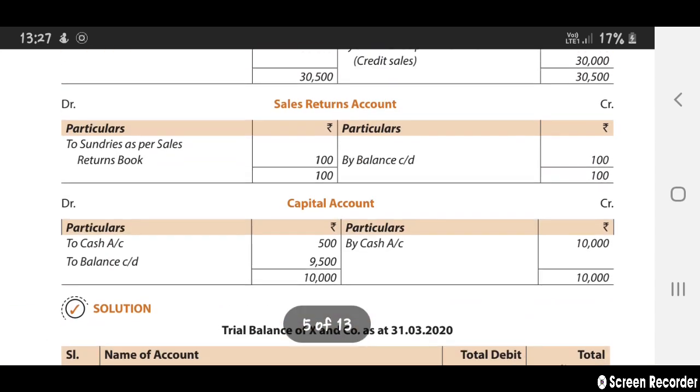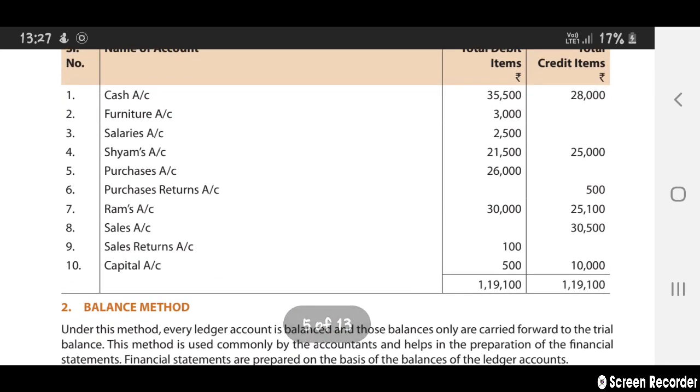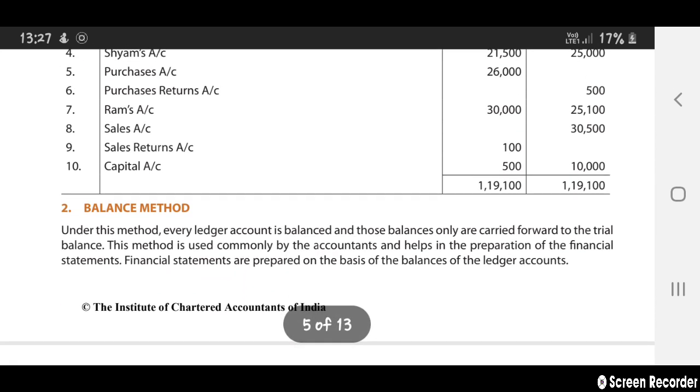So this is your first method, that is the total method. Now you have learned your first method. Next, coming to the next topic, our next method is the balance method.